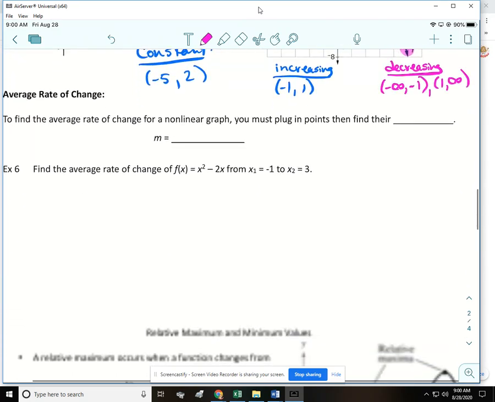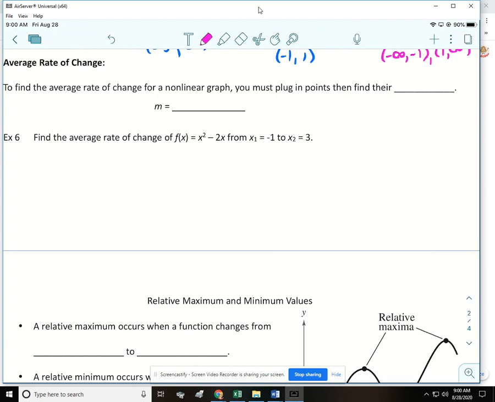All right, the last thing we're going to talk about today, and now this is kind of a long lesson, is the average rate of change. And you guys have done this, but it's been a while. I'm not sure if you did this in Algebra 2 or not. I know you did it in Algebra 1, but it may not have been called this. But to find the average rate of change for a nonlinear graph, you're going to plug points in and find their slope.